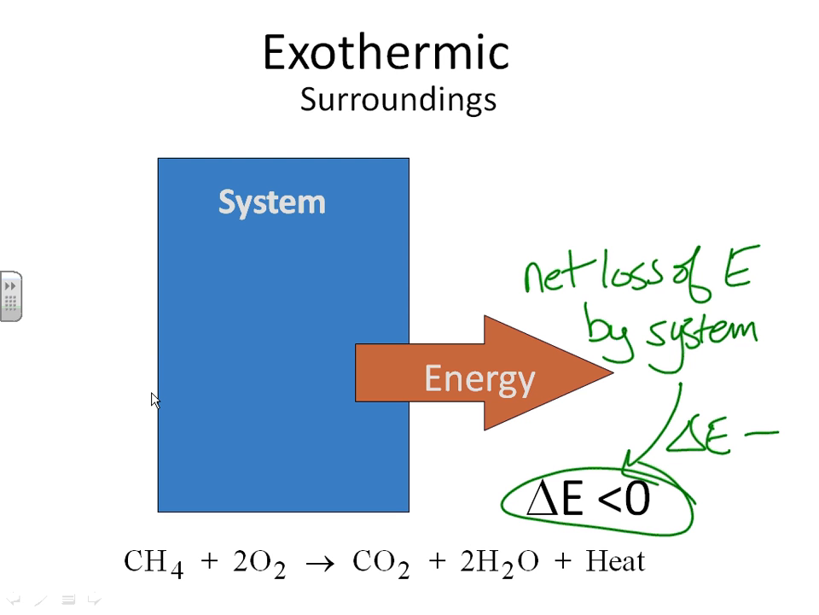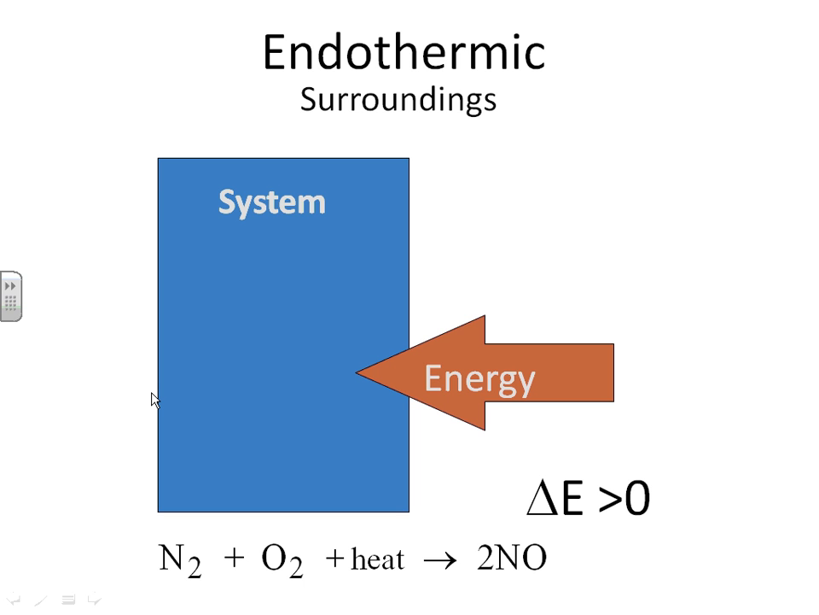An example of this shown below is methane plus oxygen. The combustion of methane makes carbon dioxide, water, and heat. Exothermic, showing the loss of energy right there, the fact that heat is a product. And if we consider the alternate side, we've got now system and surroundings, but this is endothermic.